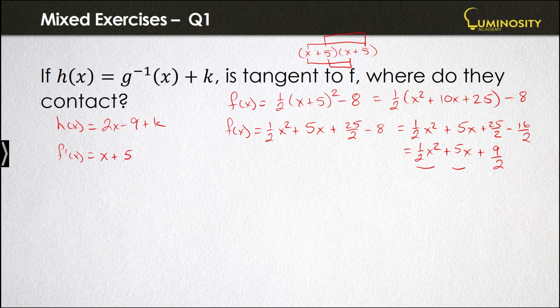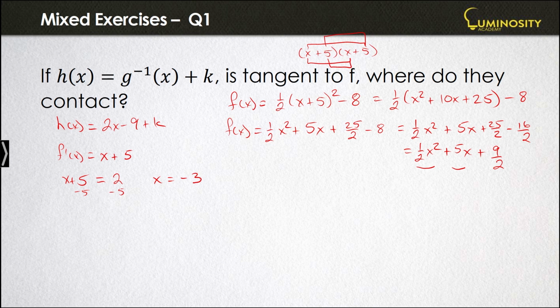So now we have our f prime of x and we have our h of x. And we're saying that the h of x is tangent to f. So what that means is that your h of x has the same slope as your f prime of x. So that means that we need to put these together. So x plus 5 is going to equal, and now your slope of h of x is 2. So this means x plus 5 equals 2. So we're going to subtract 5 from both sides, and we're going to get x equals minus 3.